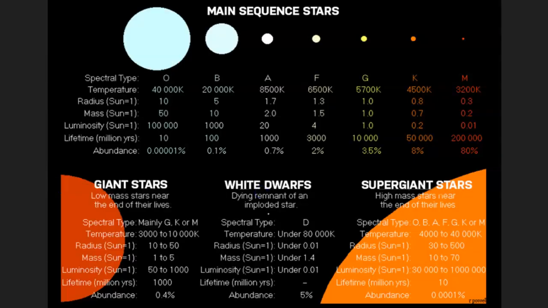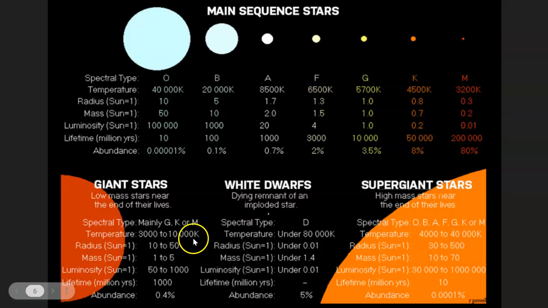So here is some information on main sequence stars, and you'll see that the blue, working its way down to red, you can see that the temperature decreases as you go along. You can also see that the radius also decreases, and so does the mass. So there are some different things that you can see that are kind of consistent. Then down here we have the giant stars, the white dwarfs, and supergiants. So giant stars are large.